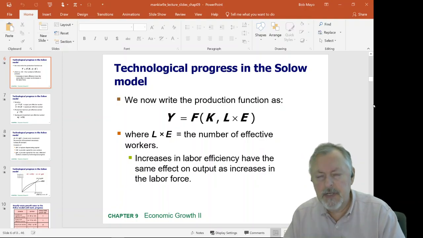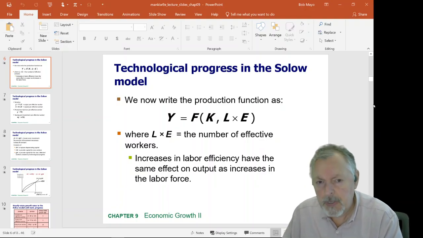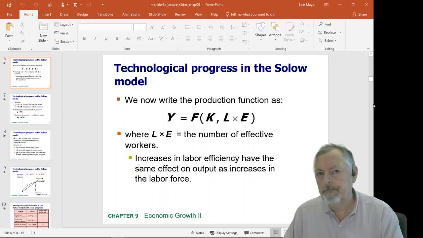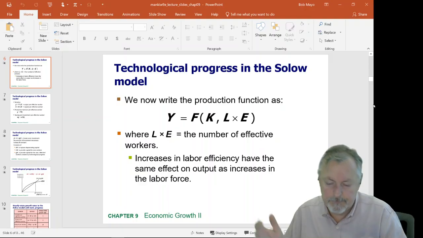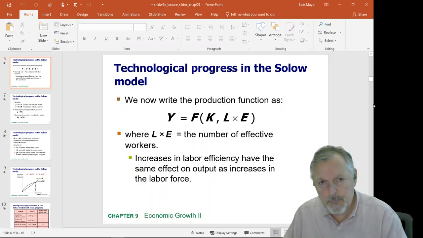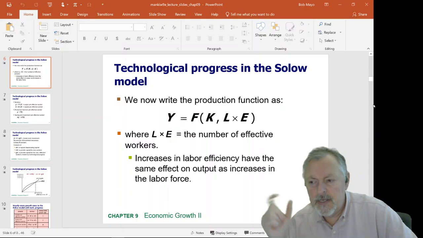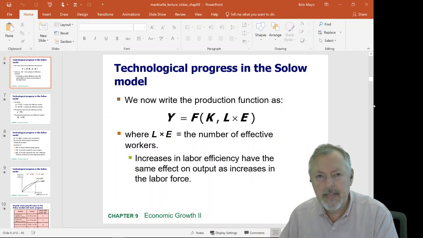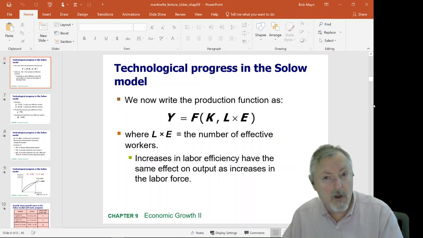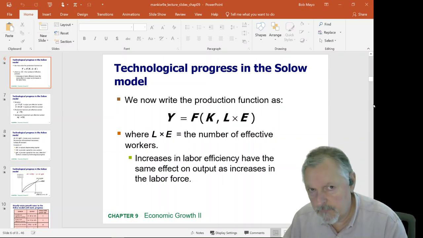But imagine instead of doubling the number of workers, you kept the number of workers the same, but you doubled how good they are, how effective they are. Well, then that would also increase output. That would double, in a loose sense, the output of the economy. Actually, a little less than double. So you can increase the amount of labor power you're applying by increasing the number of workers or by increasing the quality of the workers.